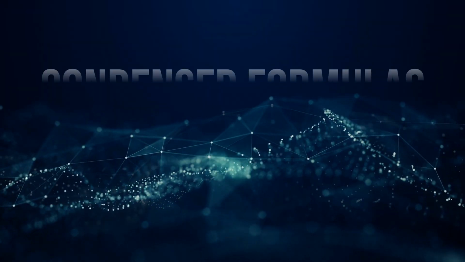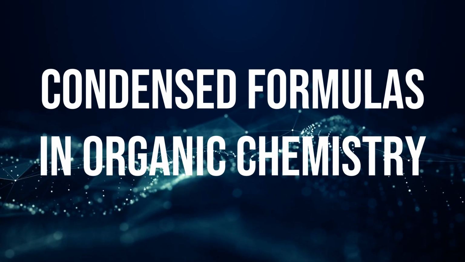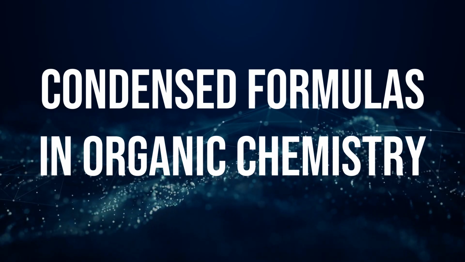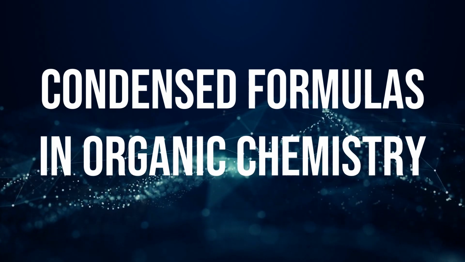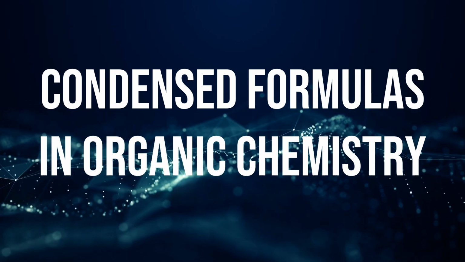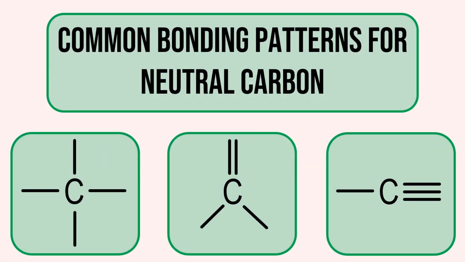In this lecture, let's review the rules for interpreting condensed formulas in organic chemistry, including converting Lewis structures into condensed formulas and vice versa. Before beginning, let's review the common bonding patterns. I'll refer you to my other lectures on common bonding patterns for elements encountered in organic chemistry. I'll give a brief summary here.